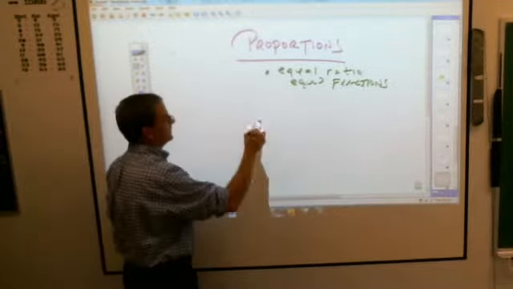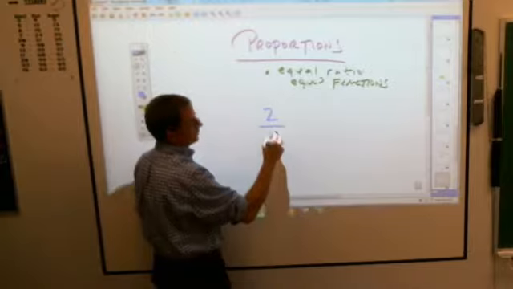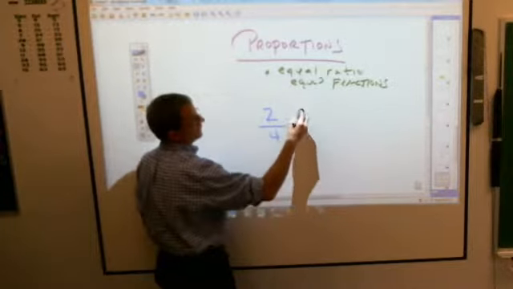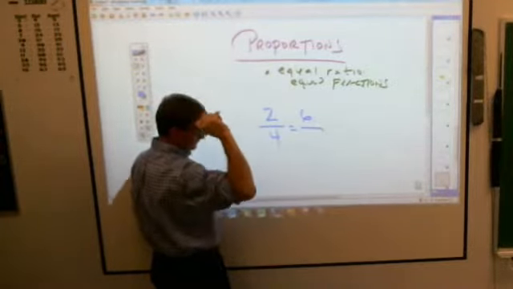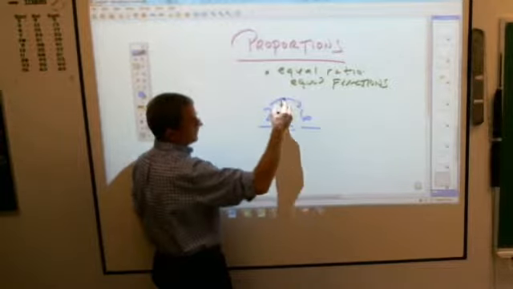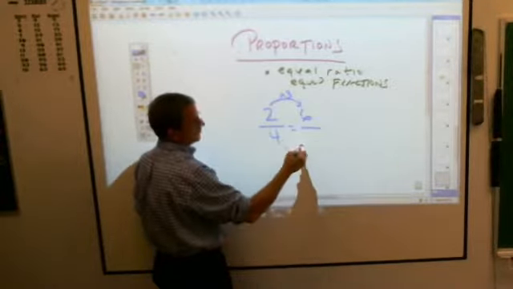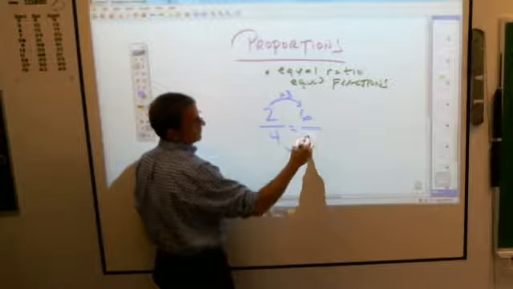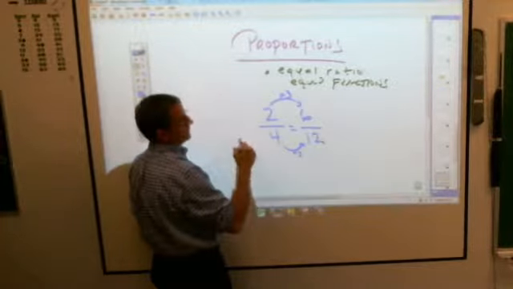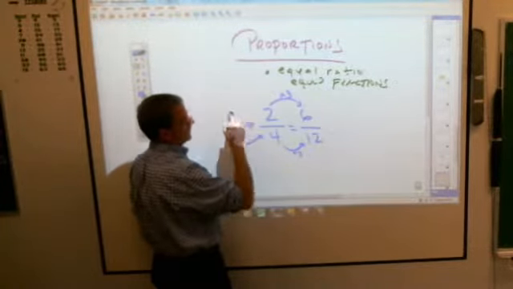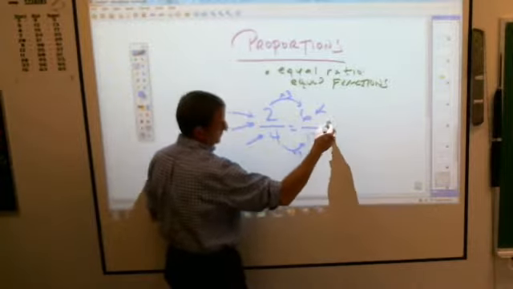Let's say this is proportional. 2 over 4 equals 6 over, how do you go from 2 to 6? You multiply by 3, so 4 times 3 is 12. Okay, this is a proportion, 2 equal fractions.